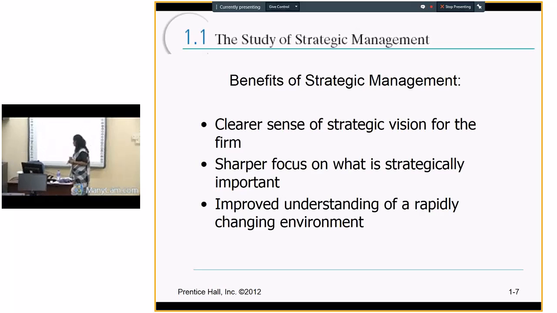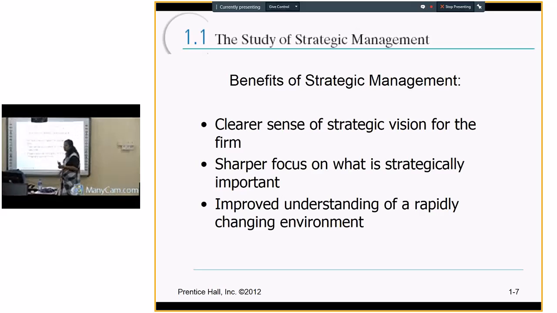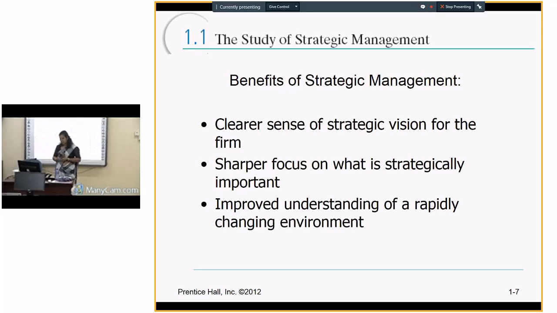There is also a sharper focus on what is strategically important. From environmental scanning we might be able to identify the opportunities available in the environment. Sometimes we might not be able to go towards all the opportunities available in the market, given our resources and competencies. But in the strategic management purview, we can identify what is strategically important to our organization, what we should give priority to within our resources and competencies. Therefore, we can understand what is strategically important with this strategic management perspective.